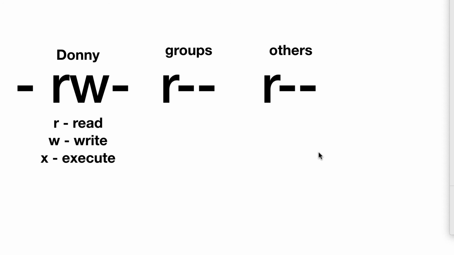So Donnie has read write permission, and he could give read write permission to his group and not give any permission to others. And how that's done, we will take a look at in the next lecture.